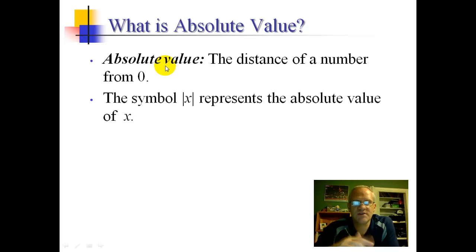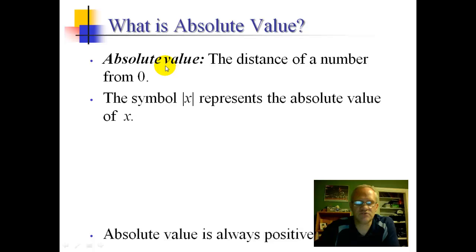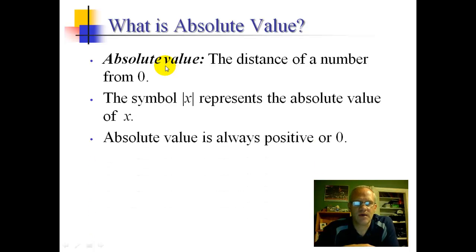Absolute value is represented by the symbol where you have those straight up and down lines. And so in this case, that is what represents the absolute value. That's how you know when to do the absolute value. And the absolute value is always positive. And of course, sometimes it could be 0 as well, but mostly positive.